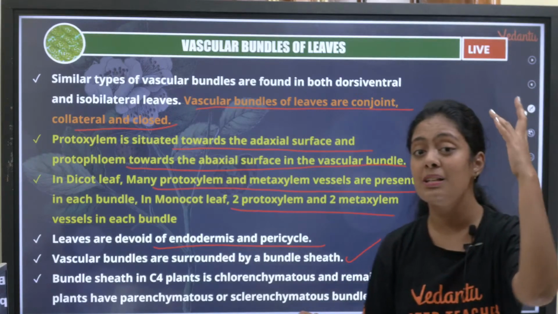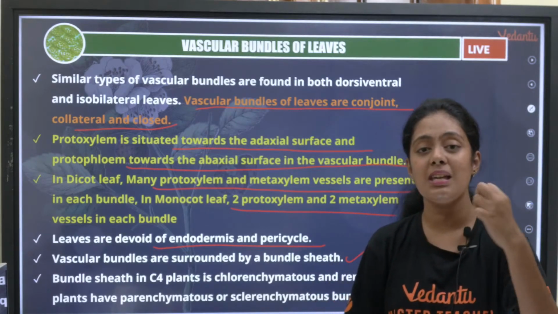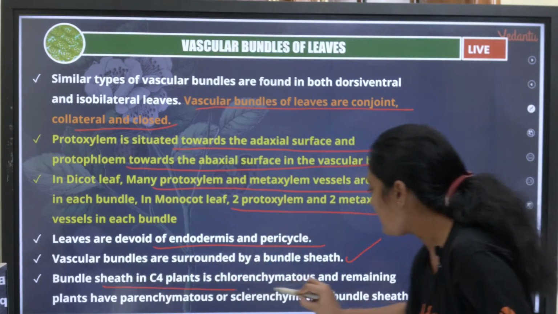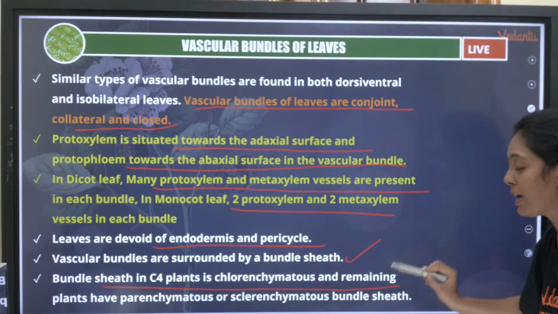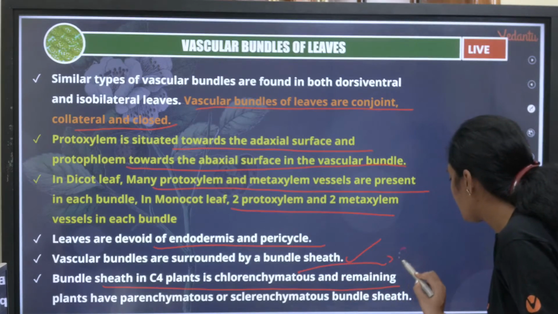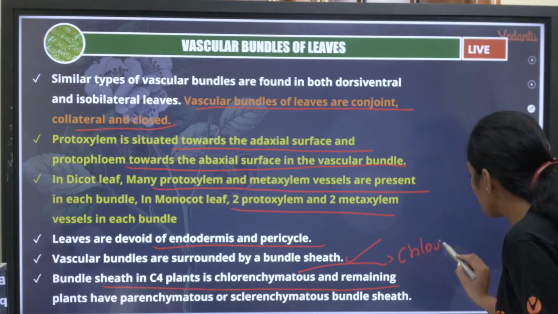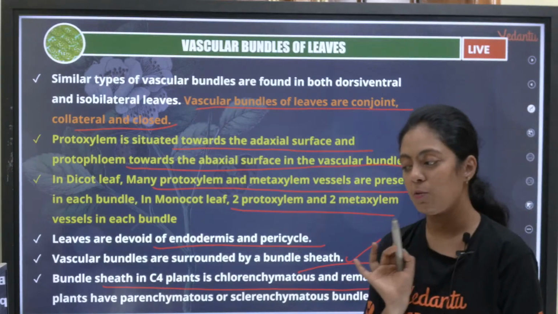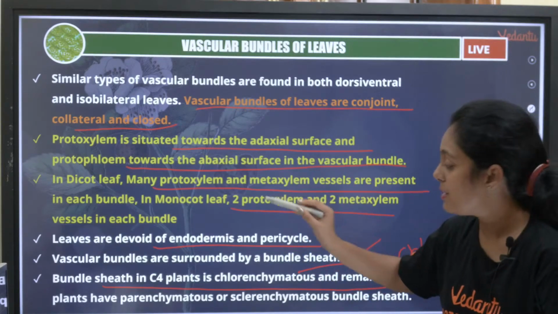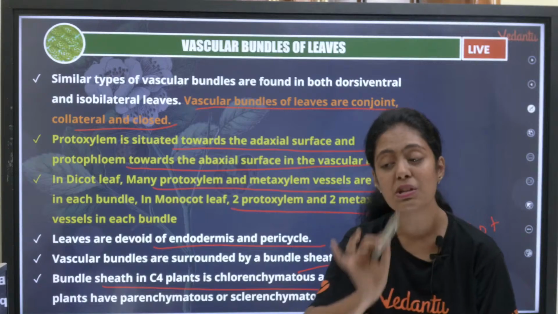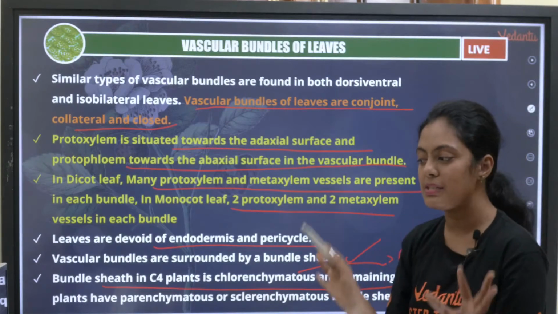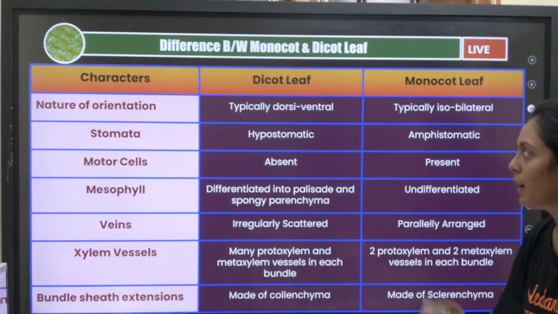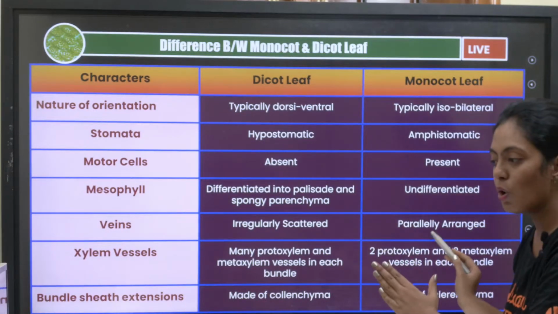I think all of you remember the C4 pathway, which happens in monocots, especially in grasses. Bundle sheath in C4 plants is chlorenchymatous in nature. What is this chlorenchymatous? They are rich in chloroplasts. I think all of you know about the C4 pathway. The C4 pathway happens in bundle sheath cells, especially in monocots. In dicots it is not prominent; there is no C4 pathway there. Yes, a complete difference between dicot and monocot leaf.